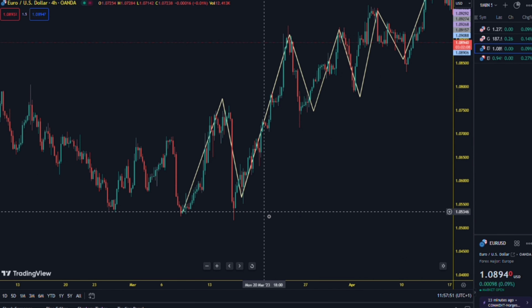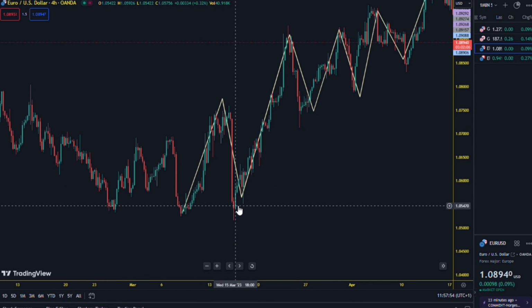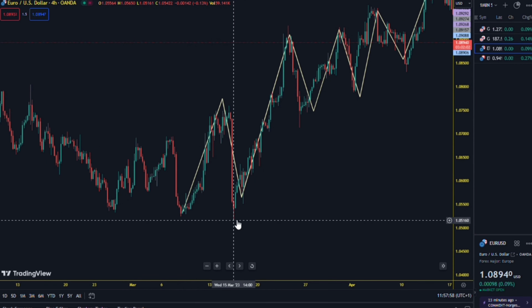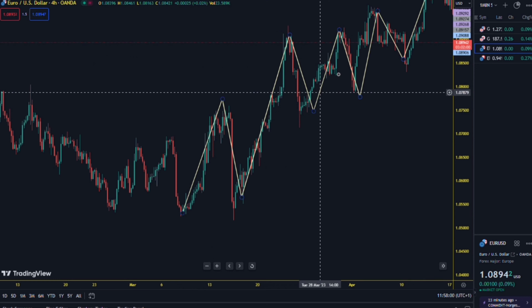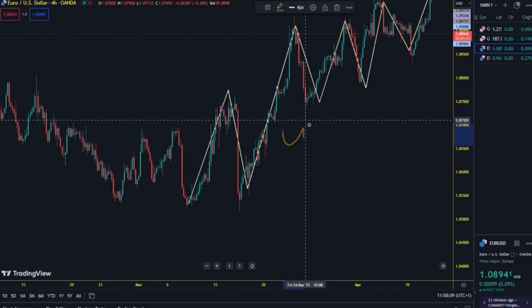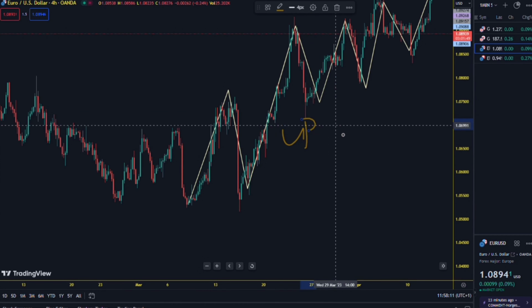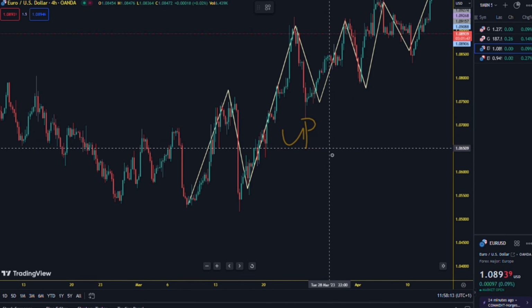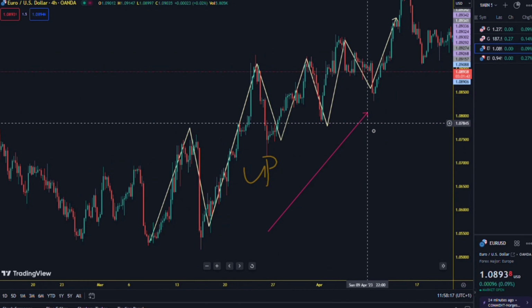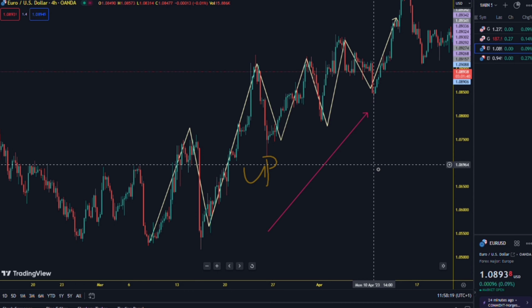So when you see price print higher highs and higher lows, higher highs, higher lows, it means the market is in an uptrend. So in situations like this, you should only be looking for buys, because the market is going up.